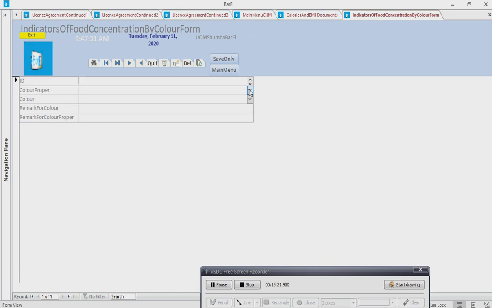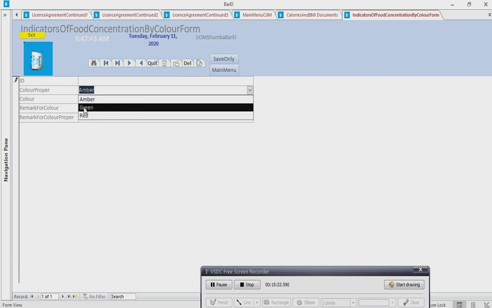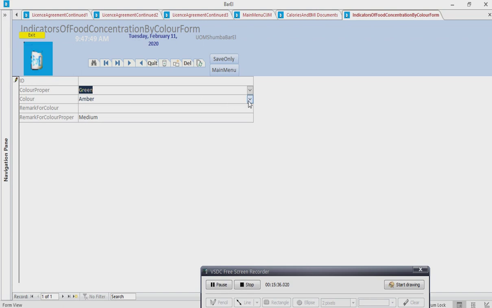Indicators of food concentration by color. If the color is amber, it means medium. If the color is green, it means the concentration is low, equal to or less than 0.8 grams, or less than 1% for sugars.